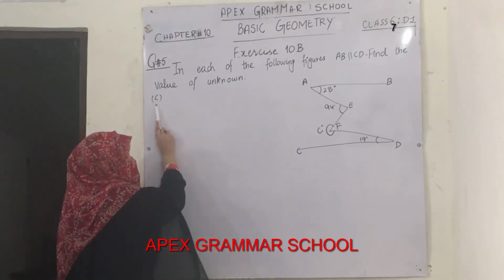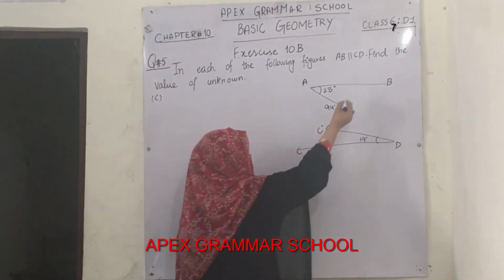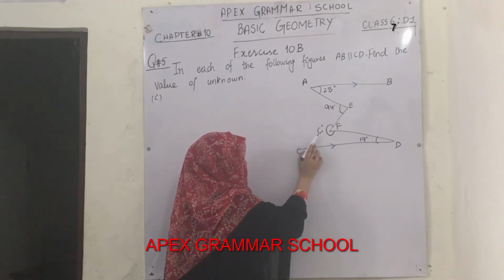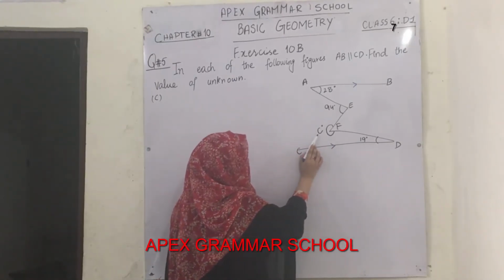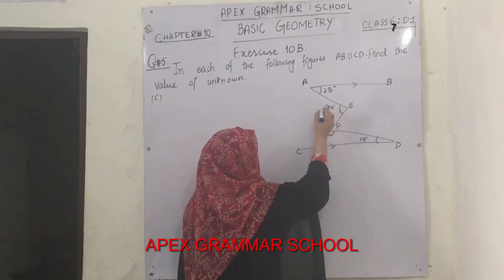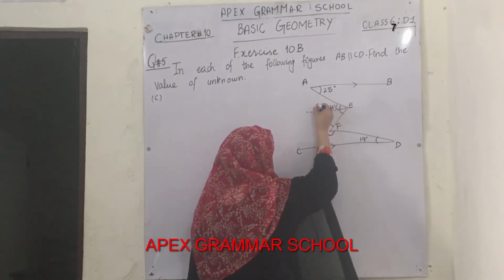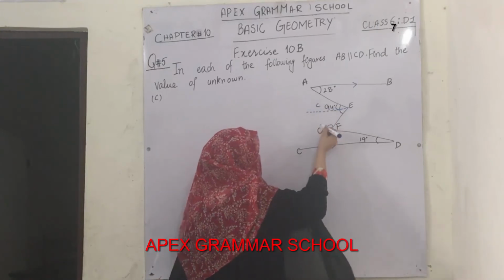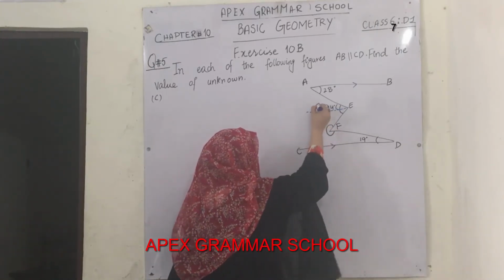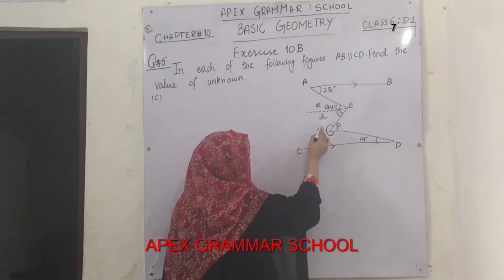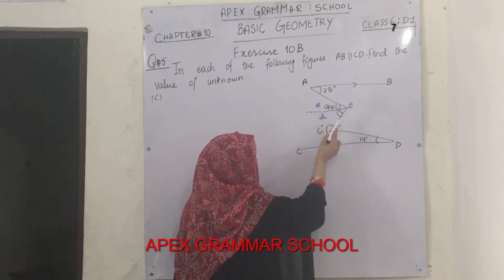Question number 5, C part. AB is parallel to CD and the unknown over here is this C. We need to find the value of the C. So at point E, I am going to split my angles. Okay, we cannot use C because C is already used, so I am going to use E and D over here. If I add E and D, I should get 94 degrees.